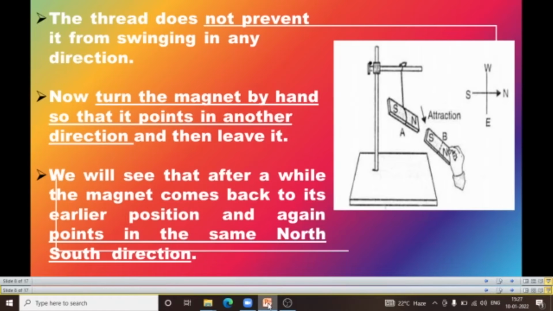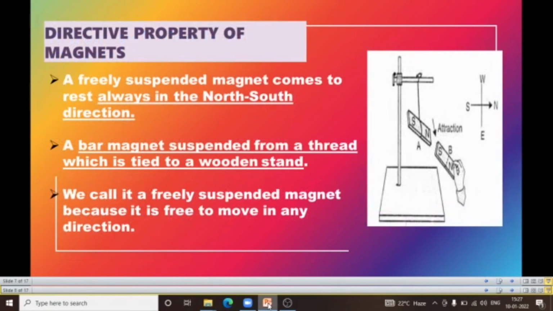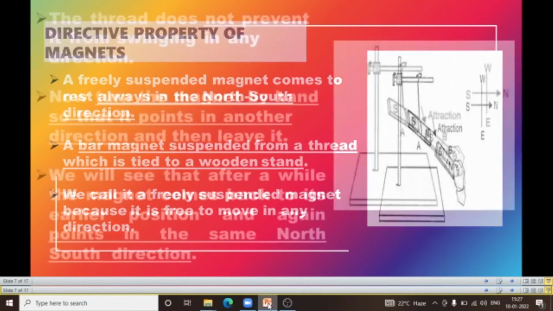So we turn the magnet with our hand to the other side, and after leaving it for some time, we can again see that it points in the same north-south direction. So in the directive property of the magnet we have studied that a freely suspended magnet always comes to rest in north-south direction.